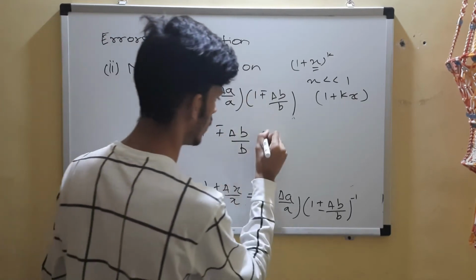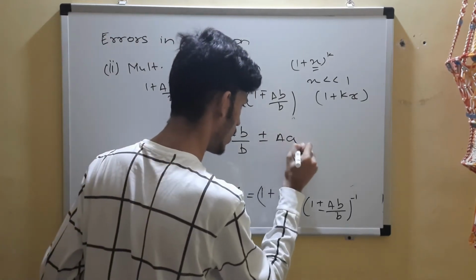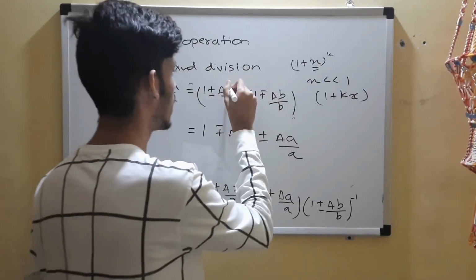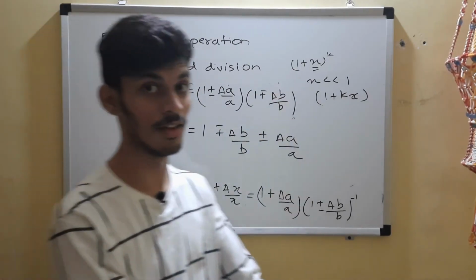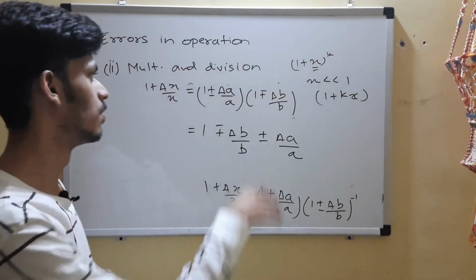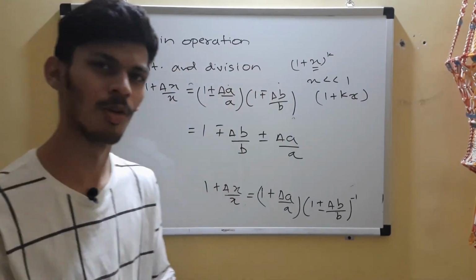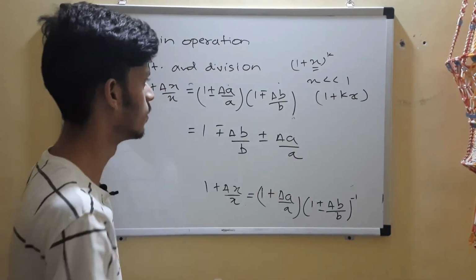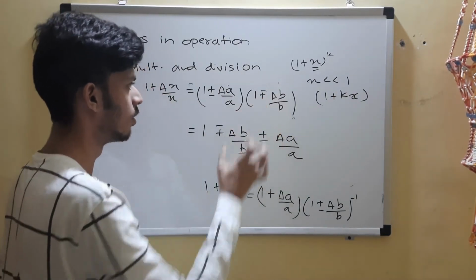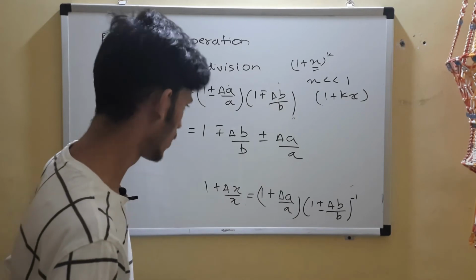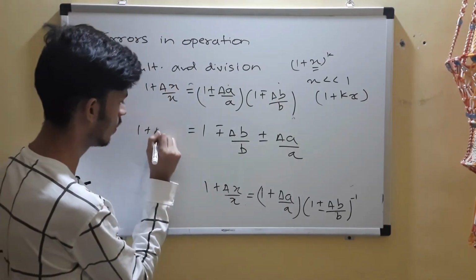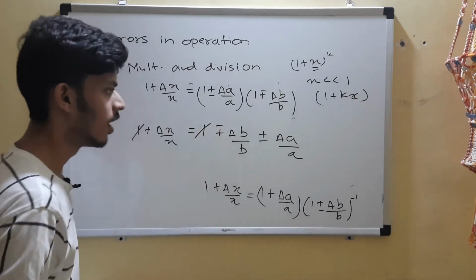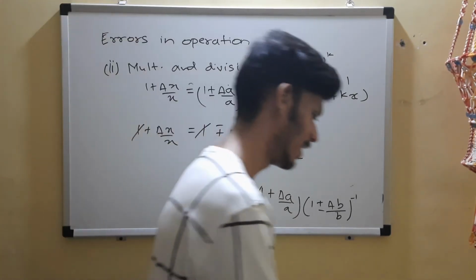This into 1, delta a by a. And this 2, again if you see this, delta a into delta b, and again they are divided by something. So delta a into delta b are small. We have already seen that before, so we can neglect that term. So this into this we will neglect. Now we are left with 1 plus delta x upon x. 1 cancels with 1.